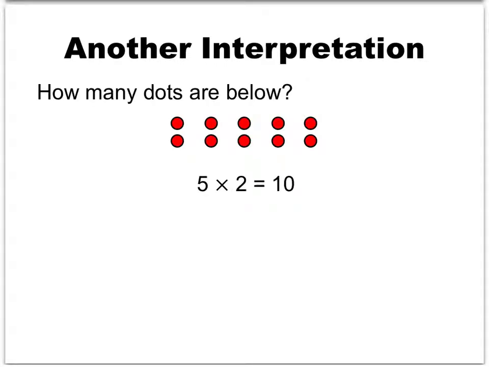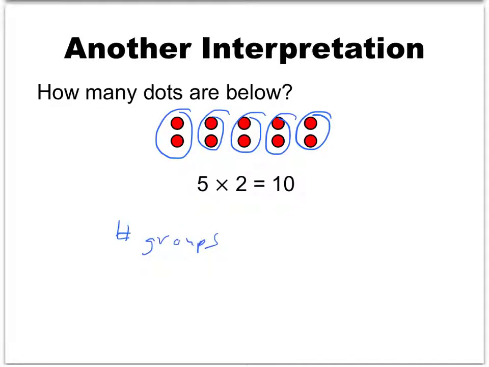But let's look at another interpretation of this problem. Same question: how many dots are below? We've already concluded that the answer is 5 times 2 equals 10. Well, let's look at a different interpretation of these numbers 5 and 2. We see that our dots kind of come in groups of 2 like this. So let's circle those groups. Here's one group, a second group, a third group, a fourth group, and a fifth group. And so the 5 here is like a number of groups.